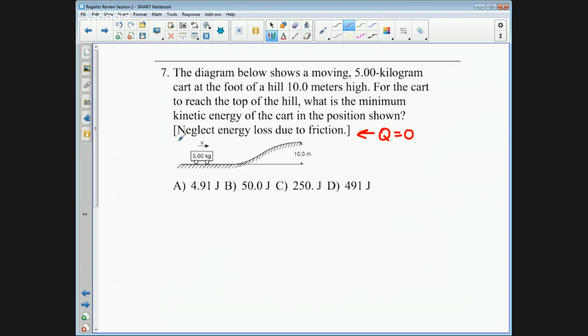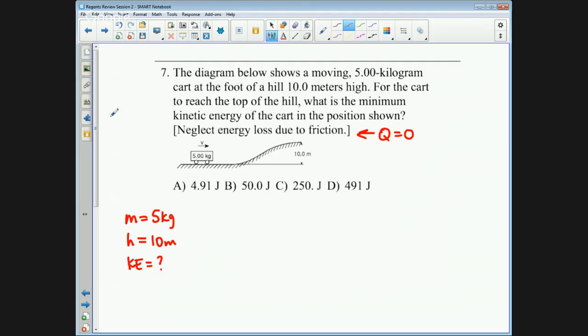Okay, so again, I'm going to write out my variables because let's say I have no idea how to do this. So I have mass equals 5 kilograms. The height is 10 meters. For the cart to reach the top of the hill, what is the minimum kinetic energy? So kinetic energy equals what? This is a conservation of energy problem.